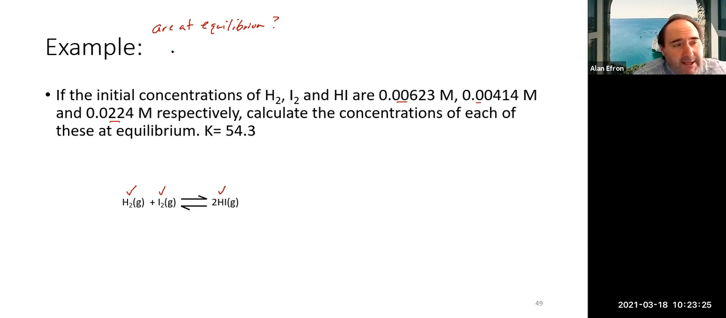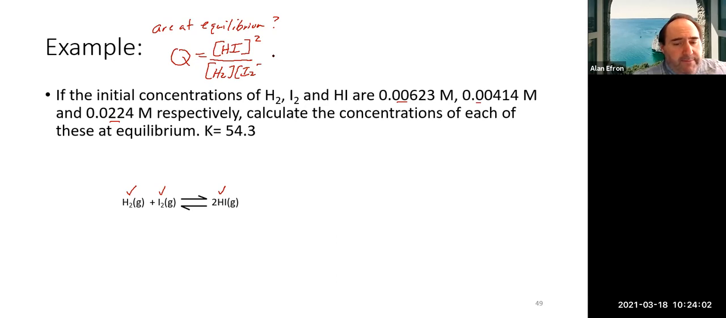But this is the other situation where you should use something like Q. Remember earlier we used Q to figure out, are we at equilibrium? And if we're not at equilibrium, which way do we need to go to reach equilibrium? Here we probably have a pretty good guess that we're not at equilibrium, but we might want to know which way we need to go to reach equilibrium in this particular case. Remember that Q is calculated the exact same way as we calculate K, which means we take products over reactants.